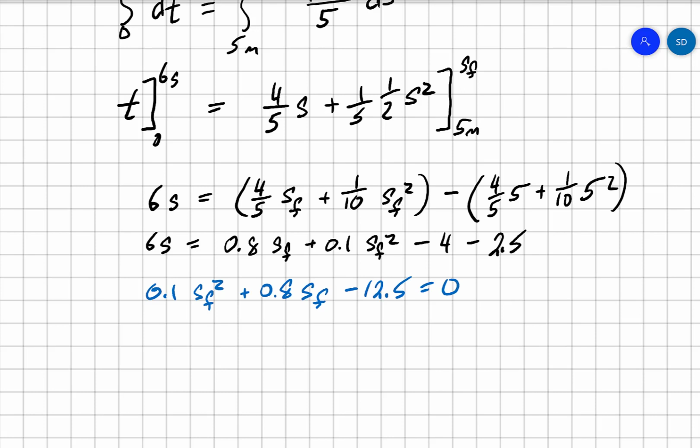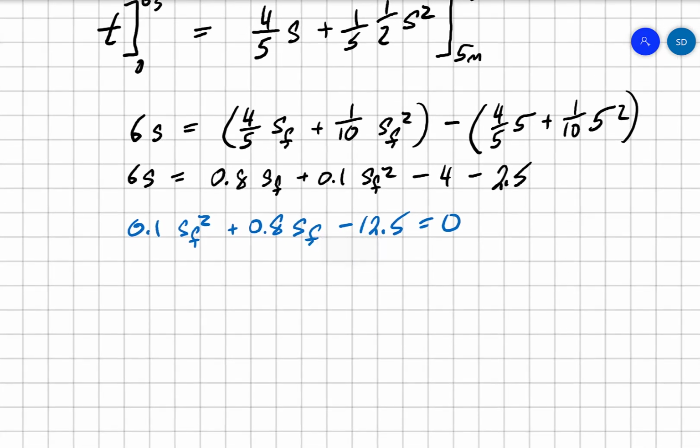Now we can go ahead and solve this quadratic. You can either use the quadratic formula or your favorite solution tool, and we will find out that we have, of course, two values. So sf will equal 7.87 meters or negative 15.87 meters. So which one of these is the right answer?